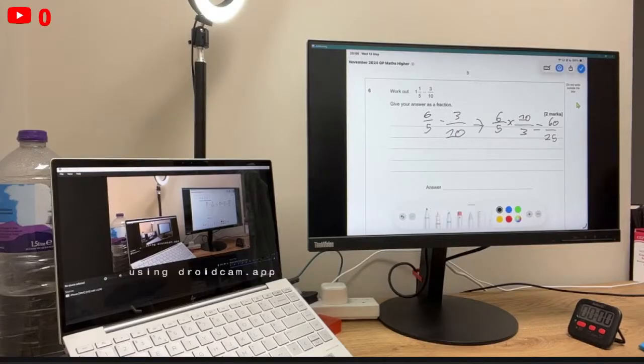Or is that we have to make this the same size, so we times these two numbers by 2, so it'd be 12 over 10, take away 3 over 10, and that would equal 9 over 10. I don't know which one it is.